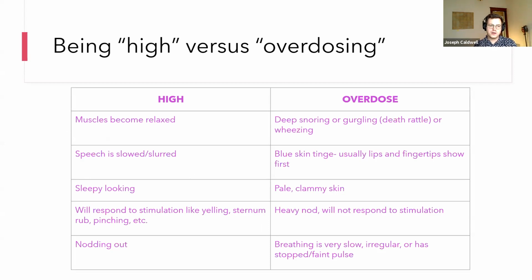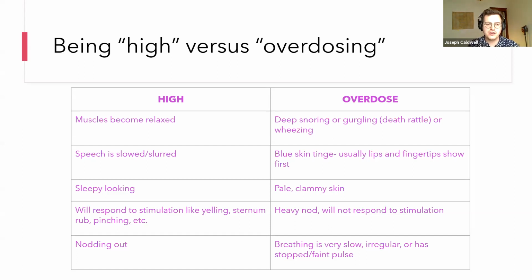What's really important though is that an individual is still responding to stimulation, like yelling, or what we call a sternum rub, which I won't try to show you fully. A person who is in full overdose will not respond to physical stimuli. So one of the big things is to rub your knuckles on an individual's sternum, because it's one of the more sensitive parts of the body, to see if they respond.